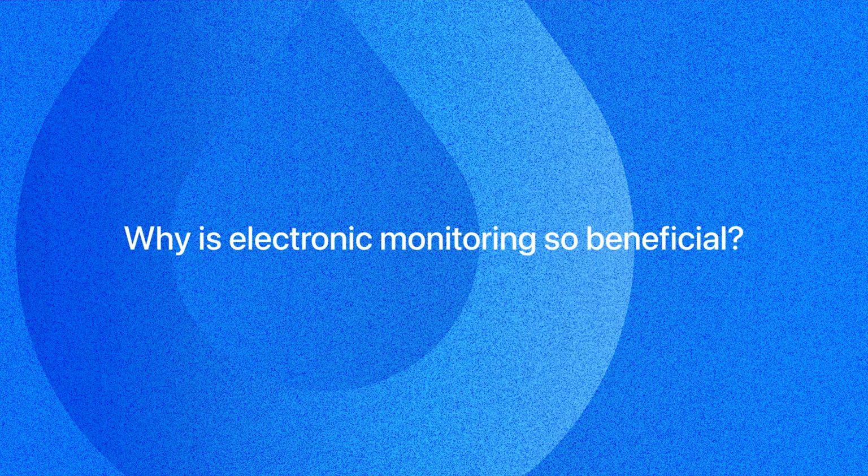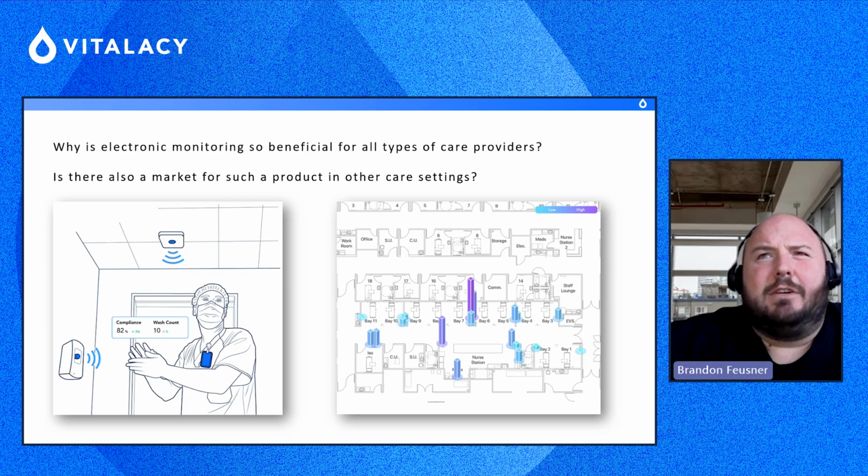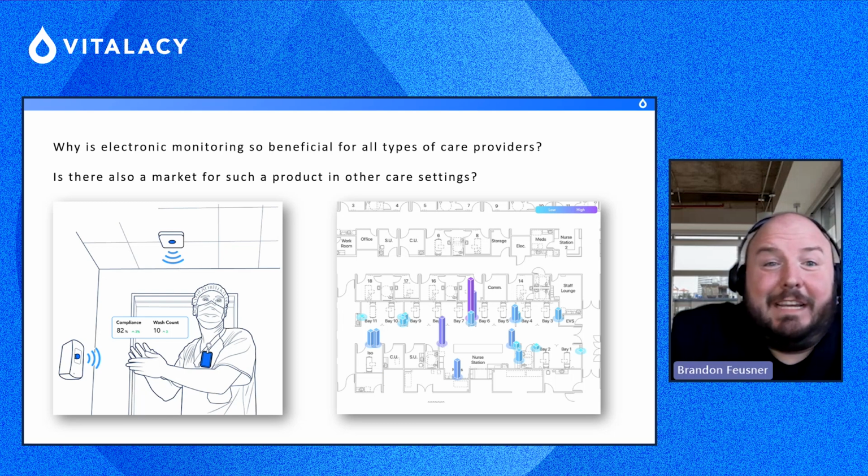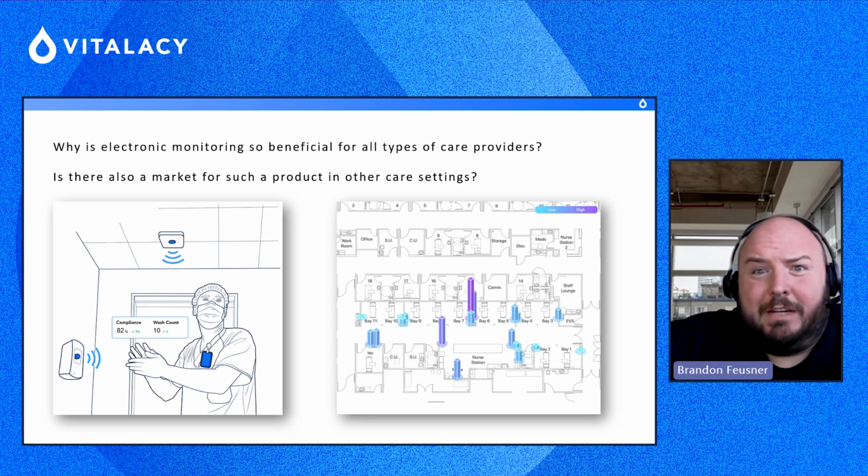So I think the future will see that shift towards this becoming the norm rather than the exception. So let's take a quick look at why electronic monitoring is so beneficial for all types of care providers, and is there a market for such a product in other care settings? I can tell you that infections are universal. They span the boundaries of any care setting. And the goal of electronic hand hygiene monitoring is to improve compliance and prevent the spread of those infections.